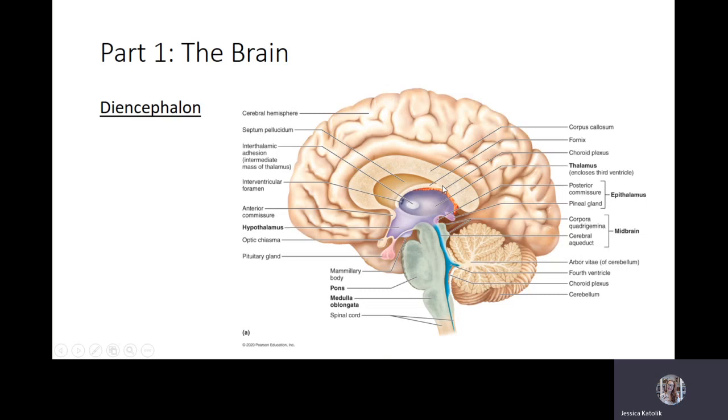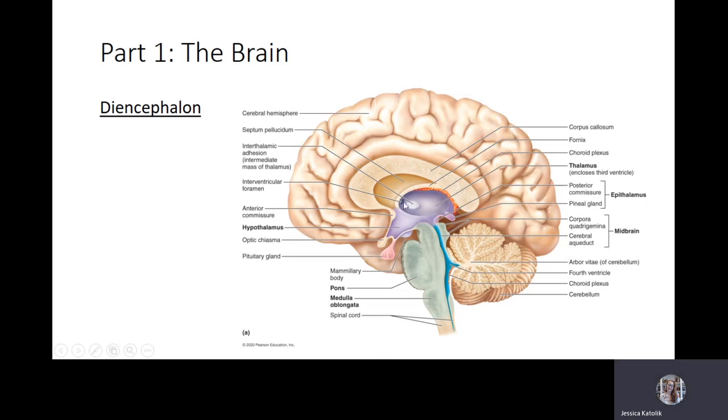So in this diagram, we have a sagittal section of the brain, and what we're going to do is look at the diencephalon. The diencephalon is painted in purple here, and we're going to have three regions. The thalamus, that is going to wrap around the interthalamic mass or interthalamic adhesion, the hypothalamus located here, and the epithalamus located here.